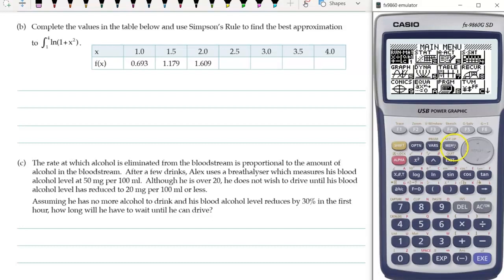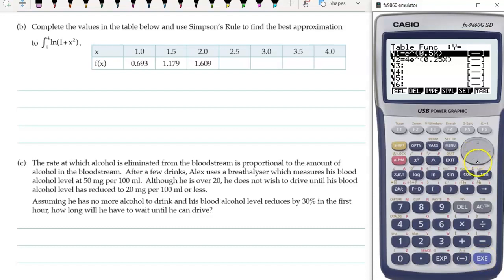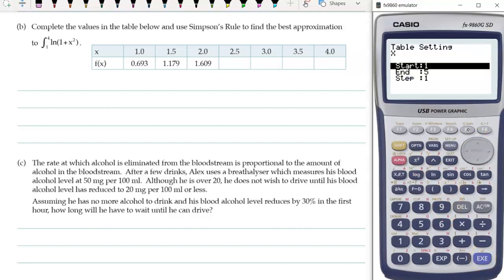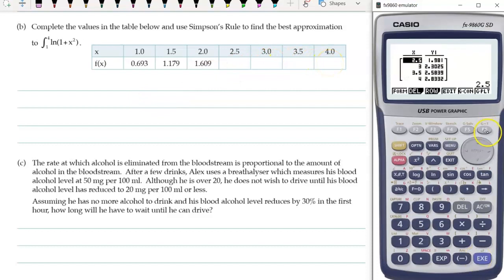For part B, we need to do Simpson's rule. I'm going to use the table function just to save me a bit of time. Let's delete out those functions that were in there already. Okay, now the function that I'm putting in is the natural log of 1 plus x squared. Now the settings, I want to start at 2.5, end at 4 and go up in steps of 0.5 so that I can fill in the rest of the pieces in this bit of table. And let's see the table.